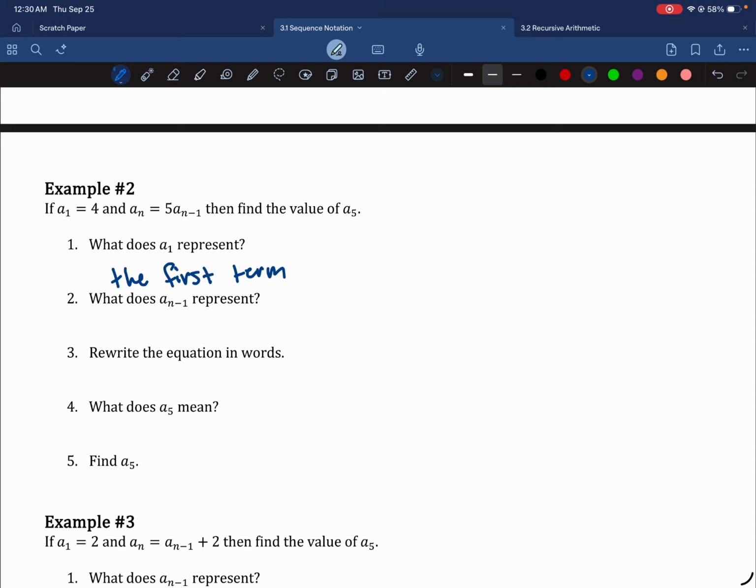Okay, what does a sub n represent? Or, excuse me, a sub n minus 1 represent? Well, we talked about that as well. It represents the before term.